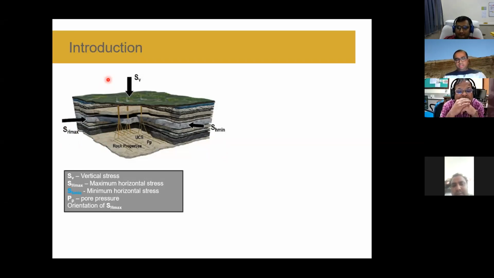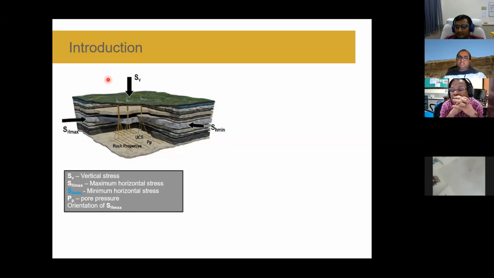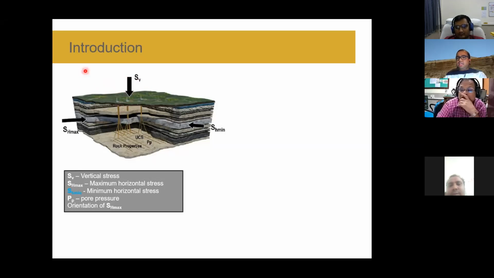If anyone has read stress in physics, which is basically force per unit area, in a Cartesian coordinate system you can see how many components it may have. Starting from 81 components, we finally come back through several assumptions to this scenario itself. Vertical stress can be easily derived. We know that this is the weight of the overburden, but the other two stress components: one is the least principal stress, which we call SH min, and the other is SH max.